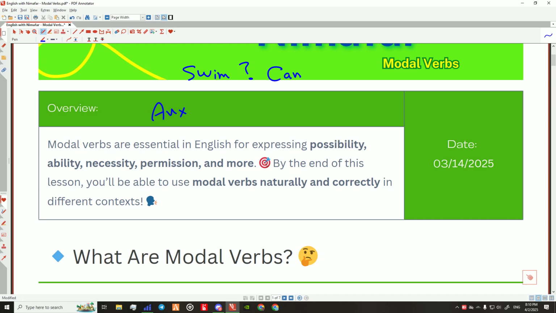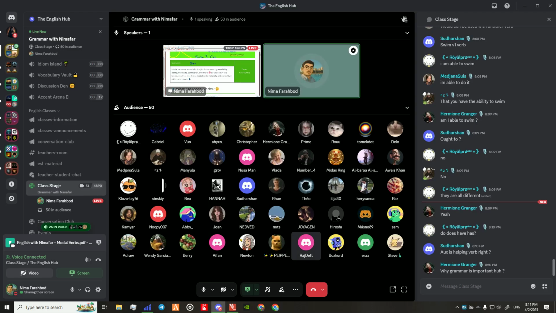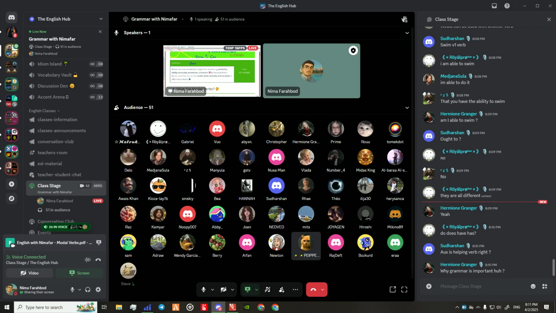Now, what are modal verbs? Imagine you were asked this question, how would you answer? You can give me examples, definitions, you can have ChatGPT, whatever you want, that's fine. Someone asks you this question, how would you respond? How would you answer? What are modal verbs? Let's go. Start typing and send your answers.